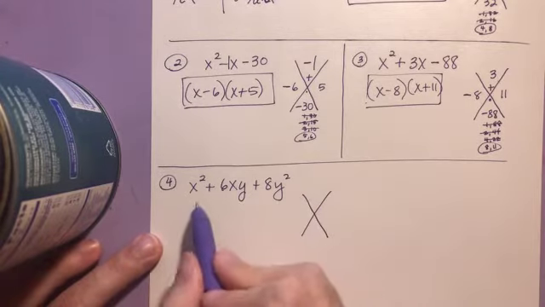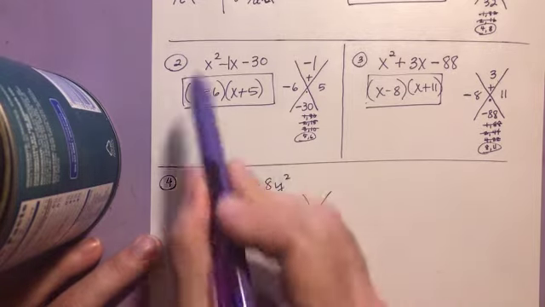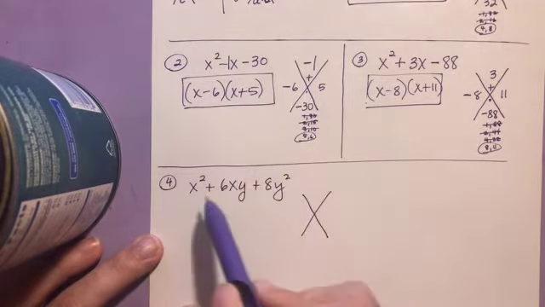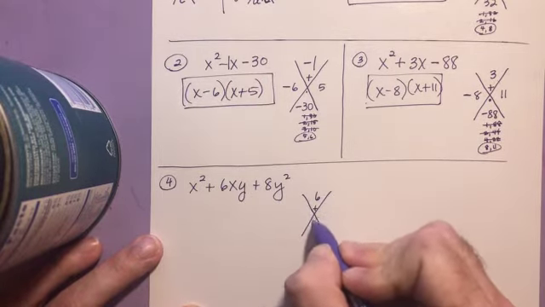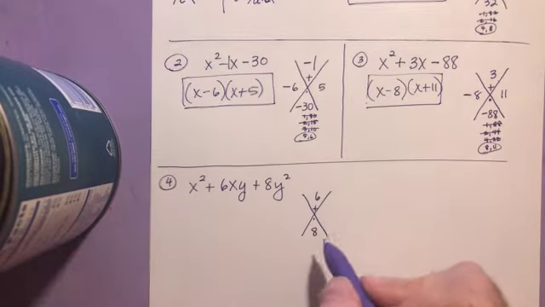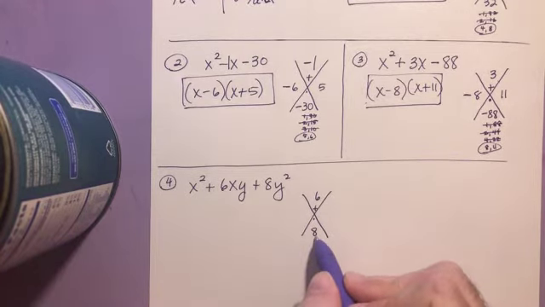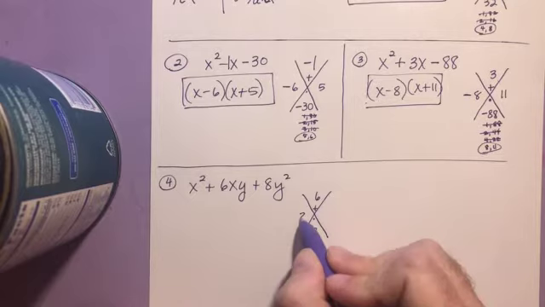All right, so it also works when it's x squared, xy, y squared, rather than just x squared, x and number. This works as well. You can still use the x method, just the numbers, plus times. 6 goes in the top, 8 goes in the bottom. And I say, what two numbers multiply to give me 8 and add to give me 6? So it's 1 and 8 is 9. Nope. 2 and 4 is 6. Yep, those are the ones.